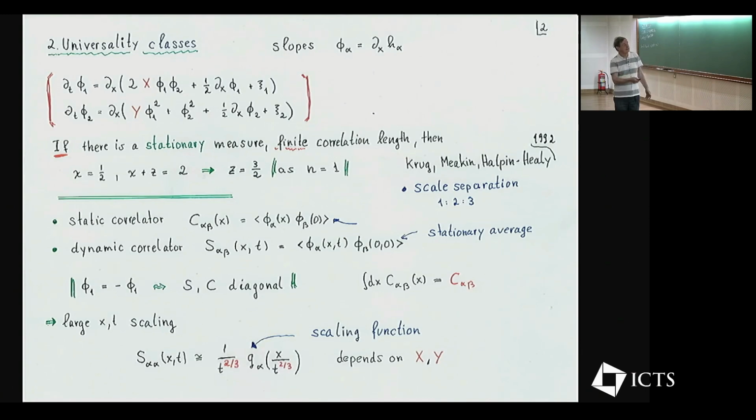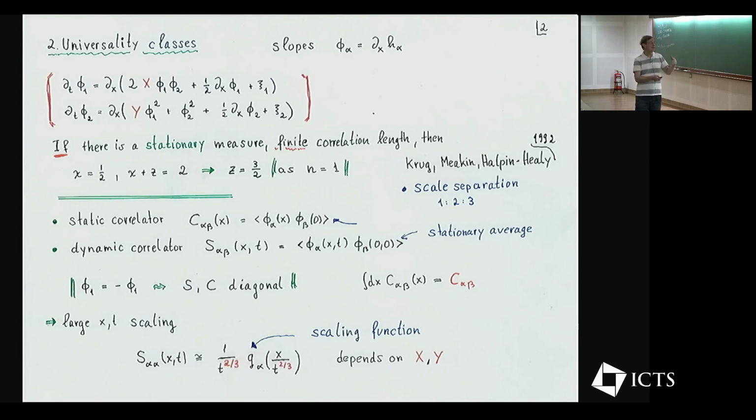And now there's one big simplification: when you look at this equation, you see that it is probabilistically symmetric under the interchange of phi 1 to minus phi 1. And therefore, this matrix must be diagonal, and also the dynamical correlator is diagonal. This is a big simplification, because eventually, for the dynamical correlator, we just have to look at two functions, the two diagonal matrix elements of that correlator.